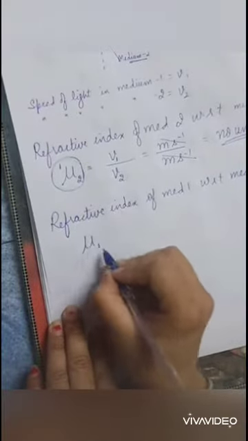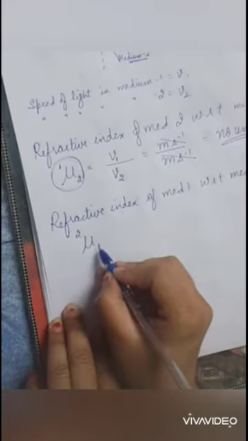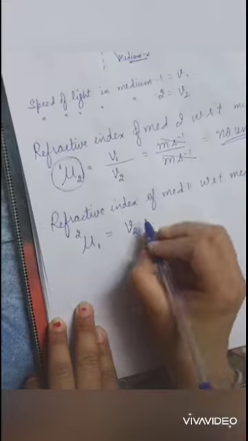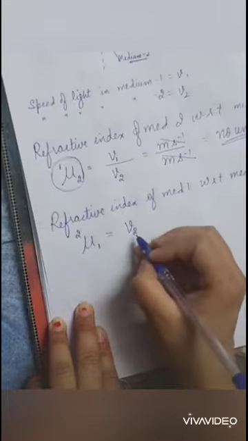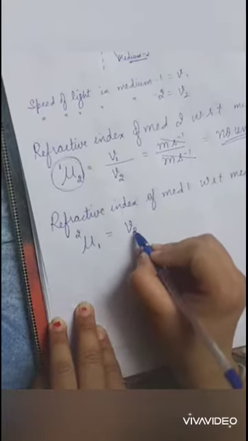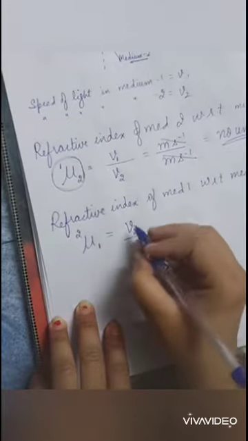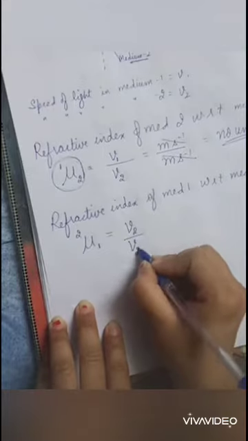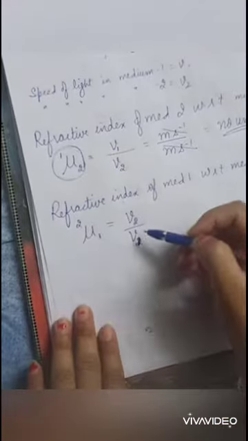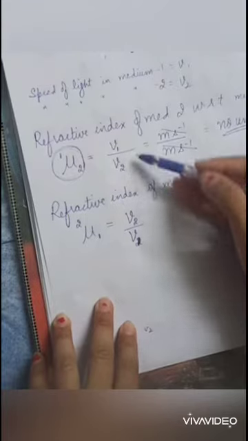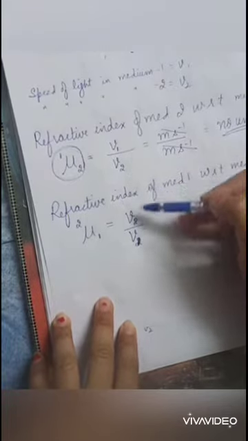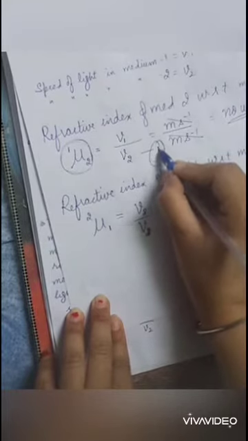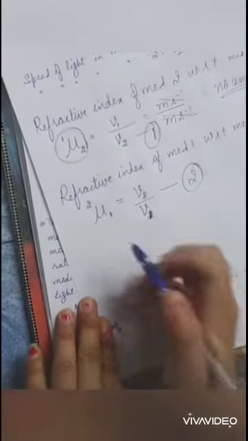So, this can be denoted like this: mu 1 2 is equal to the ratio of the speed of light in medium 2 to the speed of light in medium 1. Clear? As you have seen, these are the reciprocal of each other. Now, I named this equation as equation number 1, and this is equation number 2.